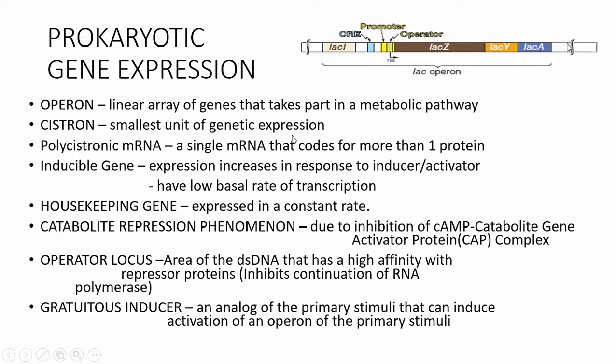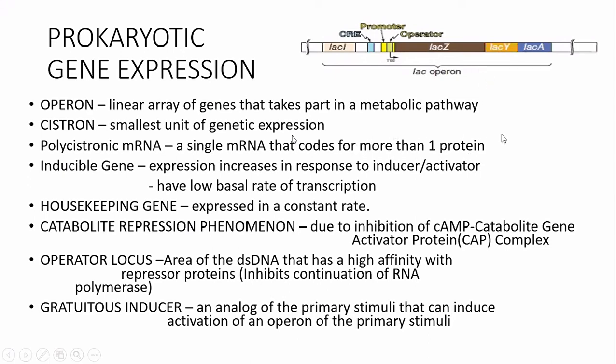This is the operon for your lactose metabolism. Sa prokaryotic, cistron is the smallest unit of gene expression. Now, when we say polycistronic mRNA, sa prokaryotes, ang cistron yung nagko-code ng specific protein. Polycistronic mRNA, it is a single mRNA that codes for more than one protein.